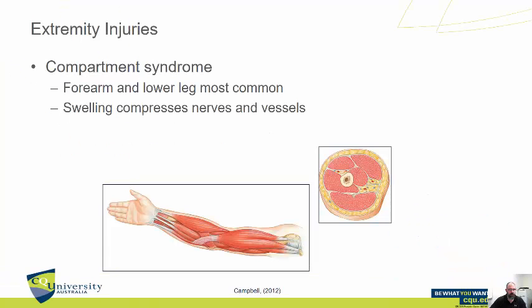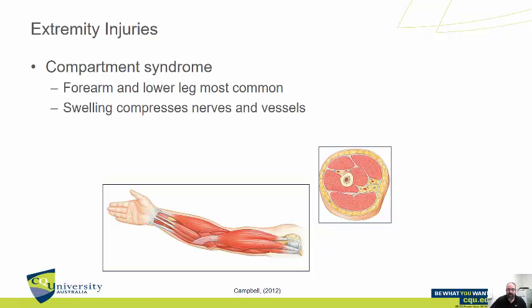Okay, so firstly, compartment syndrome. It's most common in the forearm and lower legs, and it's as a result of swelling which compresses nerves and vessels. The extremity contains muscles and other structures, and these are surrounded by a fibrous type of tissue, known as fascia. It doesn't stretch, and it creates multiple closed spaces within the limb.